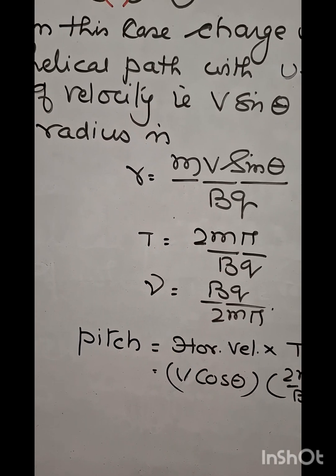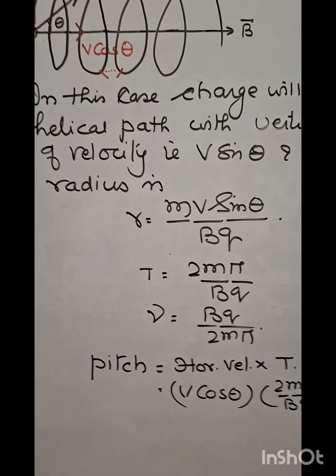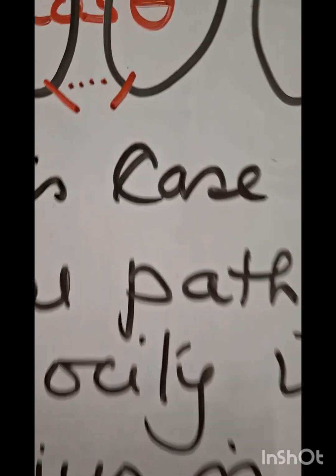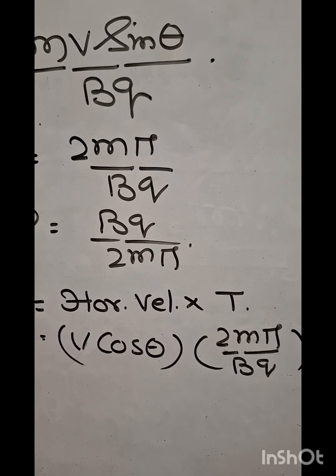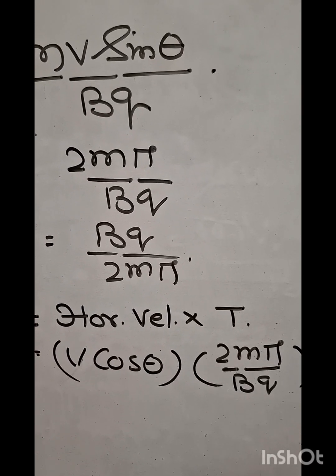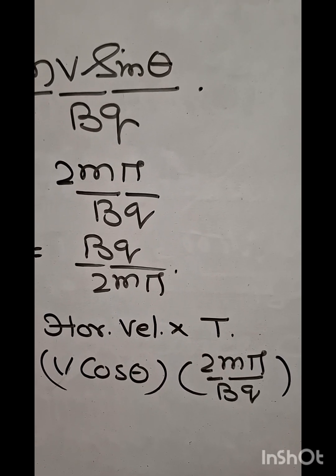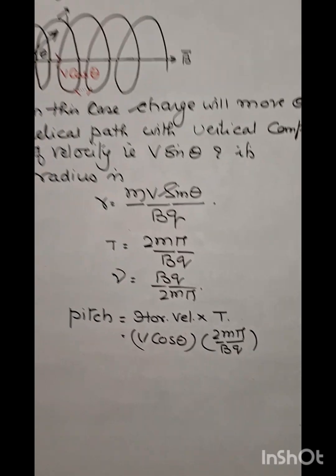The horizontal distance covered by the charge in the time it completes one revolution, shown by this dotted line, is called pitch. So pitch is equal to horizontal velocity into time, that is v cos theta into 2m pi upon BQ.